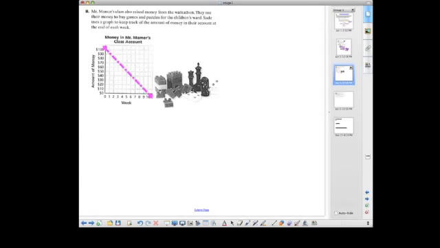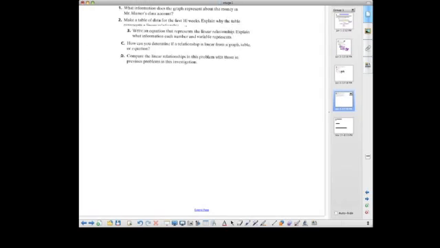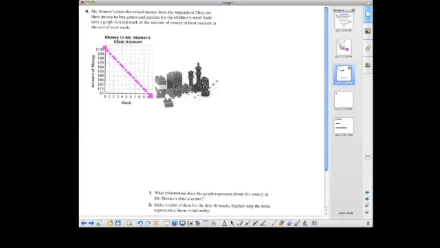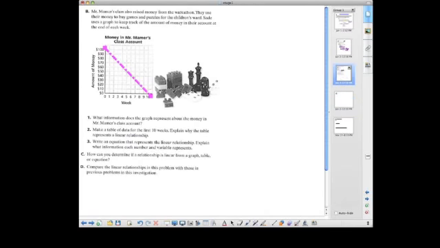Couple questions about the graph. Let's move these over here since we're not familiar with this. So the first question says, what information does the graph represent about the money in Mr. Marmer's class account? Well, there's a couple of important pieces of this graph. I like to say there's significant points. That's going to be the beginning, the end, and maybe 1 or 2 points in the middle that intersect nicely in the grid. So that's a really great point to look at.